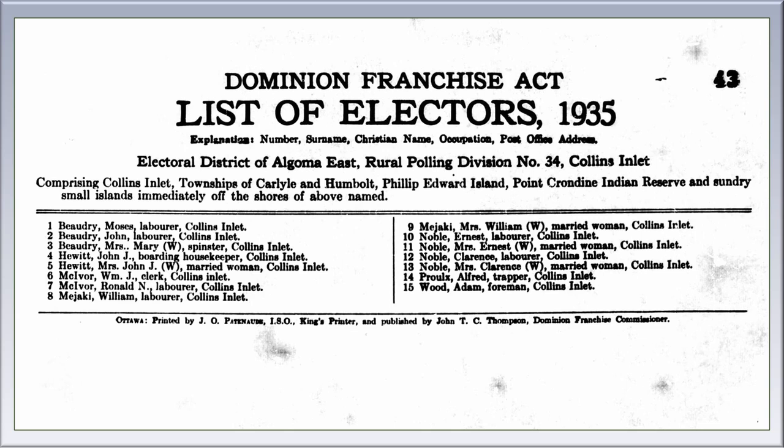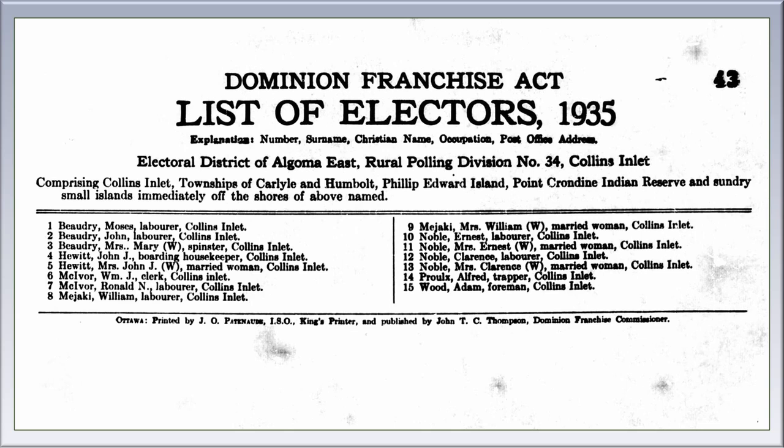Here's the 1935 list of electors. There's only 15 people on it. It starts with the Boudry family, Moses, John, and Mrs. John. Then Mr. and Mrs. John Hewitt, William McIver and Ronald McIver. Ronald married a Beauvais girl, Evelyn Ursula.